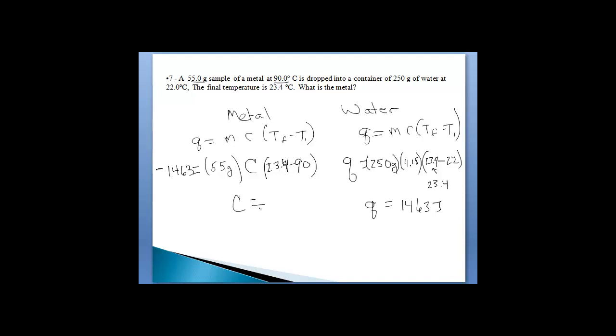So 1463 divided by 55 divided by the quantity 23.4 minus 90. I'm going to get 0.399. So you can go through and do that math and figure that out. But then that's your value for C there.